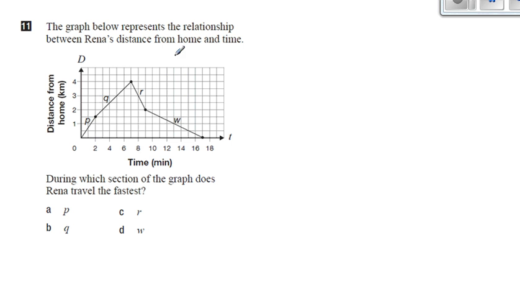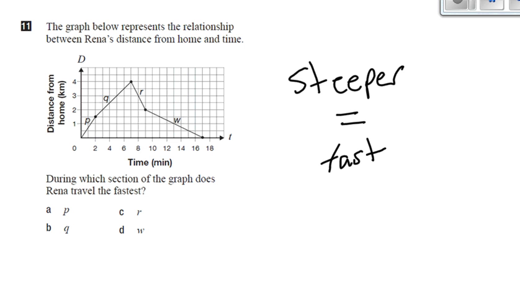So for example, P and Q are both traveling away from home. And I can tell just by looking that the steeper line is P. And again, steeper lines means faster travel. So steeper means faster. So between P and Q, I know P is faster than Q, so I'm going to cross off Q. It can't possibly be Q.